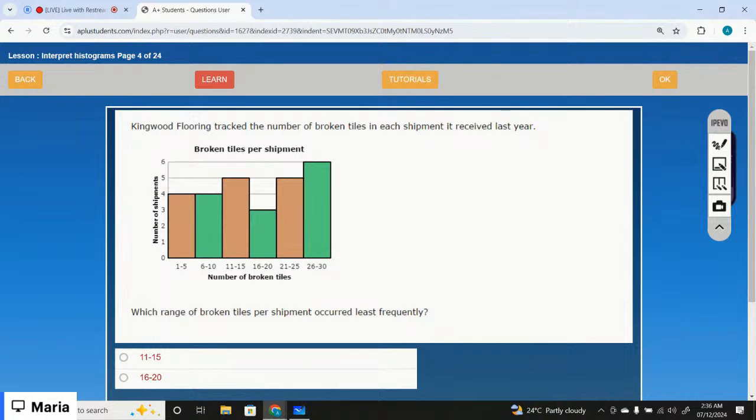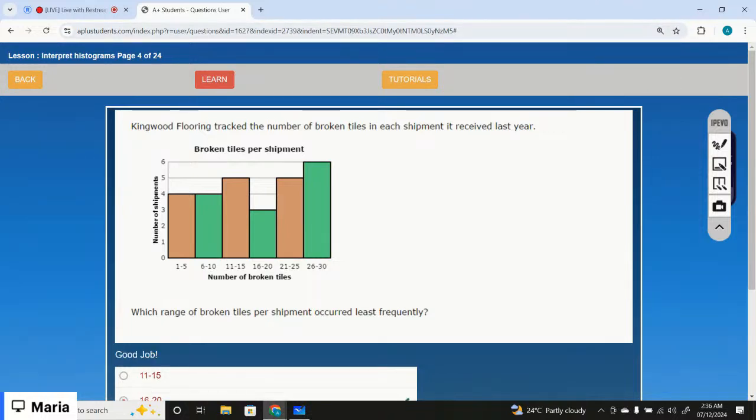Kingwood Flooring tracked the number of broken tiles in each shipment it received last year. Which range of the broken tiles per shipment occurred least frequently? So, which is the correct option? The least frequent is the 16 to 20. The correct option is option number 2.